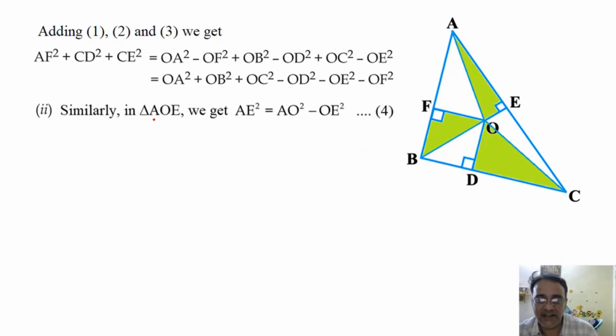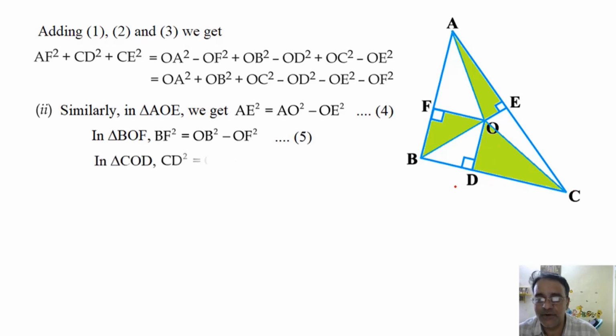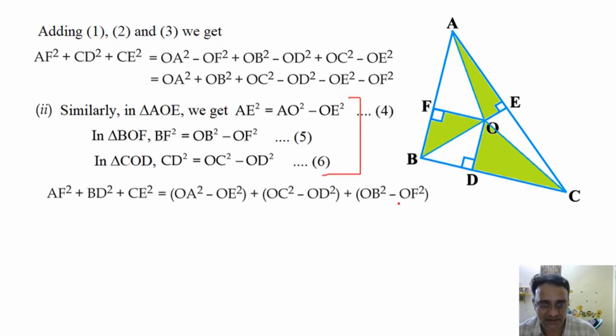Similarly, in triangle AOE, as we did in the first bit, in this triangle we will get AE square equal to OA square minus OE square, and BF square equal to OB square minus OF square, and CD square equal to OC square minus OD square. Again we will add all these three equations. Okay, so rearranging, we'll get this one.